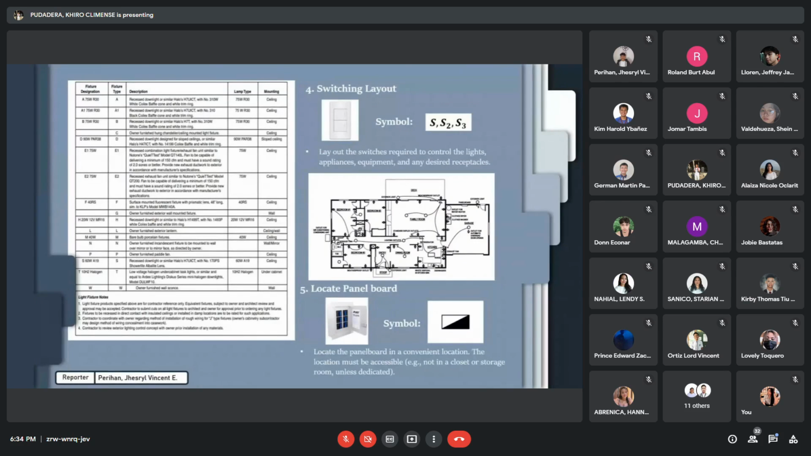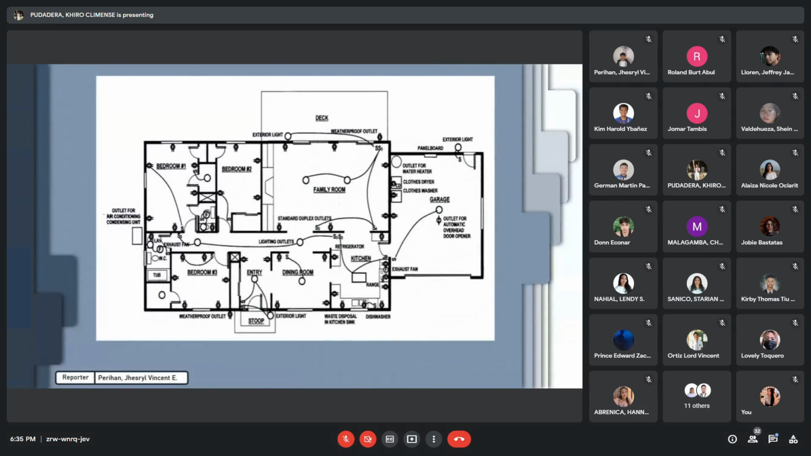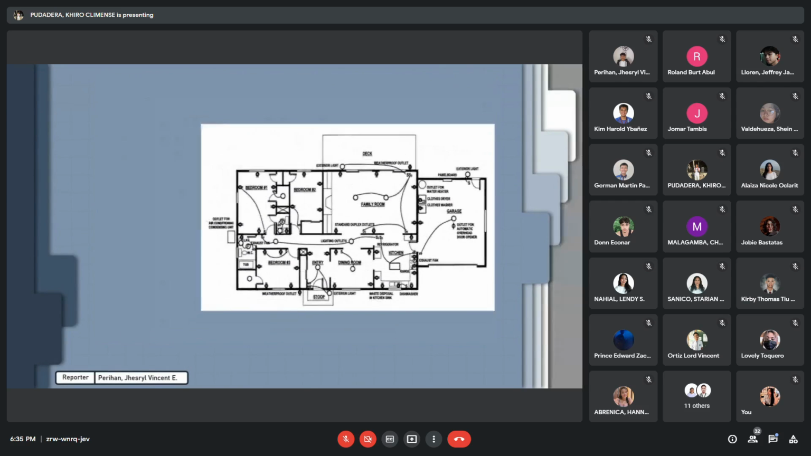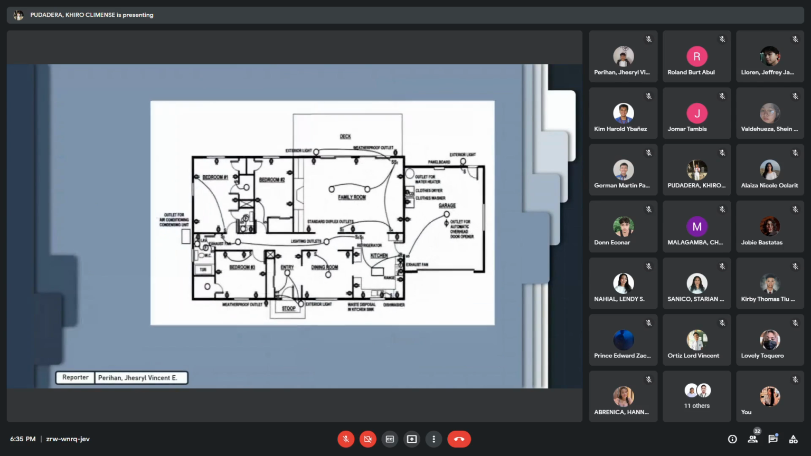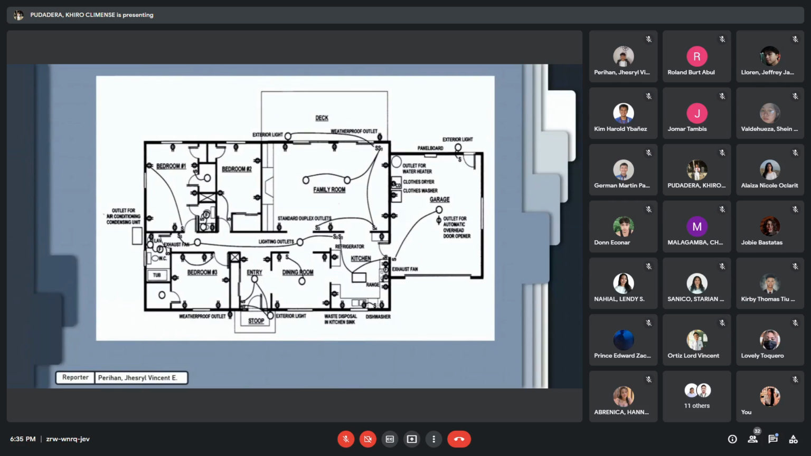So number 4, switching layout. Layout the switches required to control the lights, appliances, equipment, and any desired receptacles. So this is our symbol for switches. You can see in the floor plan, for example, here in the dining room, this S is the switch for the dining room. Number 5, locate the panel board in a convenient location. The location must be accessible. As you can see in the floor plan, our panel board is located in the garage. So, if ever there is an emergency, it is easy to access.